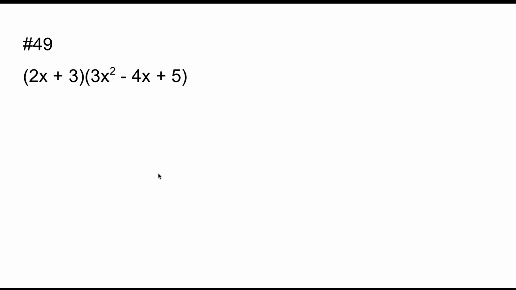49. Same thing. We're going to get so good at this. 2x plus 3 times 3x squared minus 4x plus 5. So we're going to take this 2x and multiply. 2x times 3x squared is 6x cubed. 2x times negative 4x is negative 8x squared. 2x times 5 is 10x.